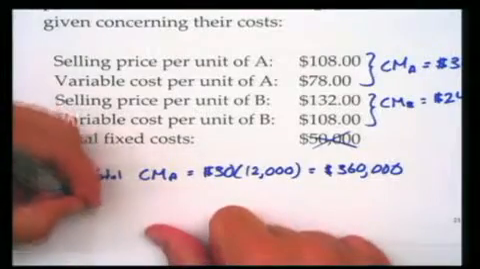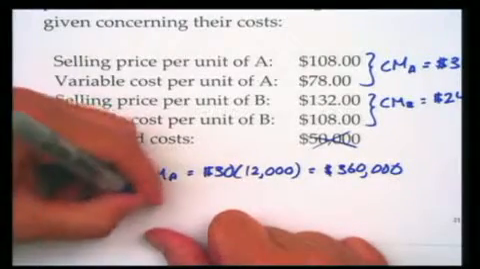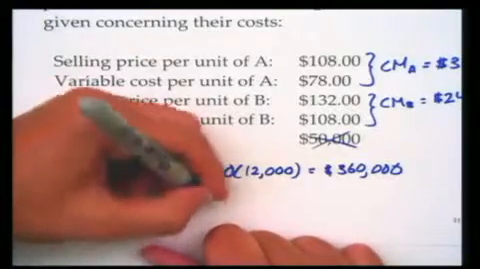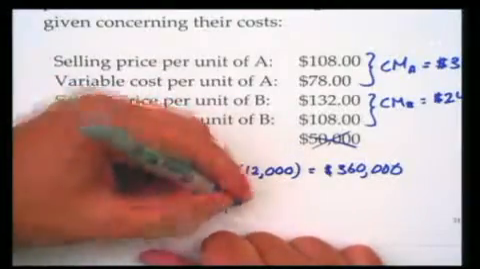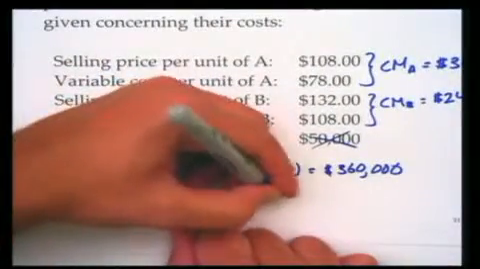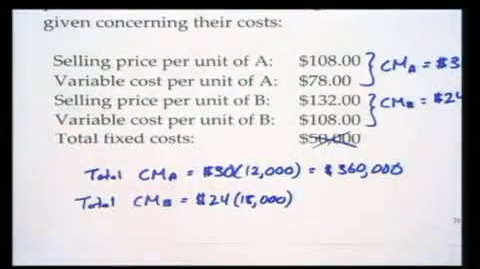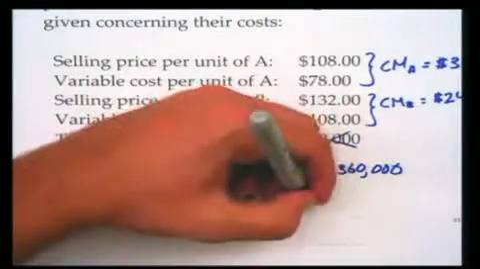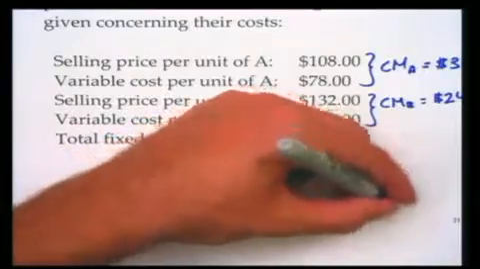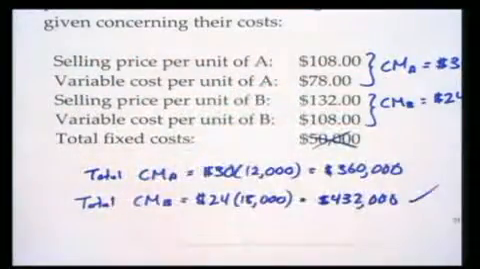Furthermore, if we want the total contribution margin for B, what does that give you? Good. That's going to be $24 times how many? 18,000 units. Okay, so 24 times 18,000 is 432,000. So yep, we do have a winner.